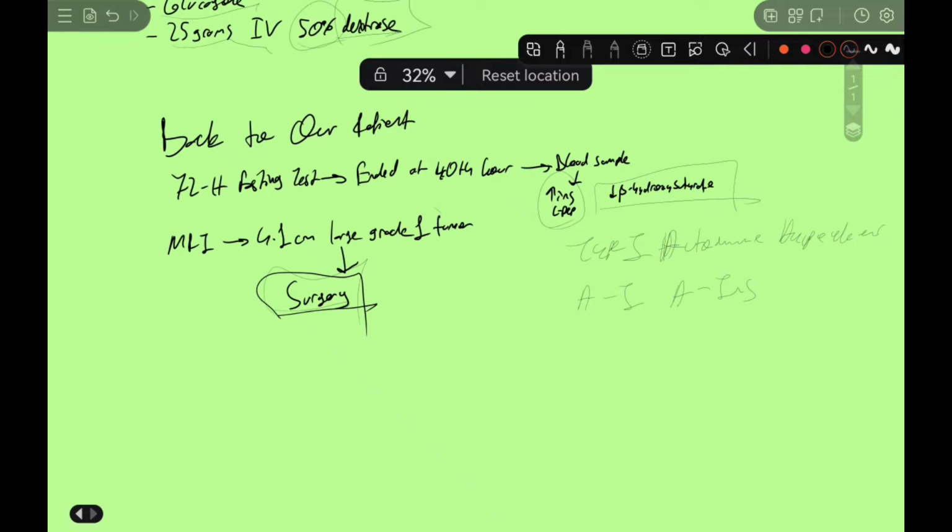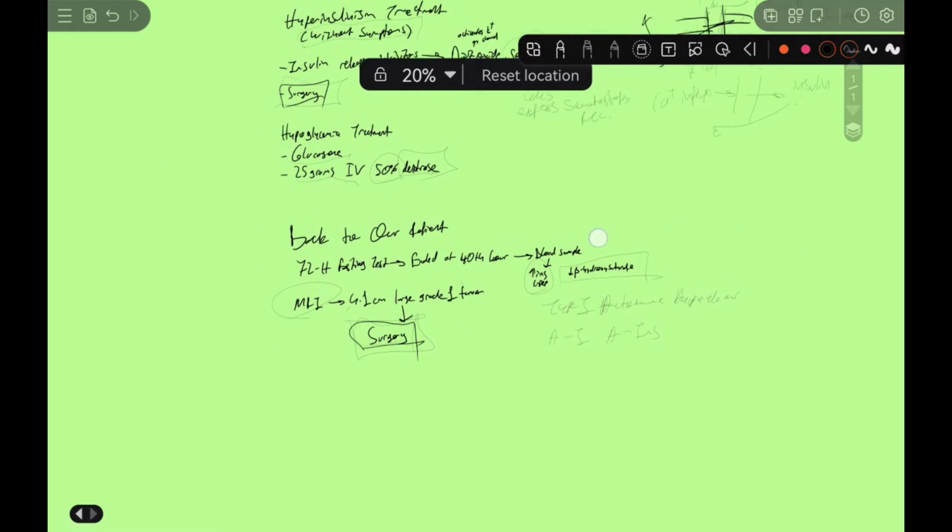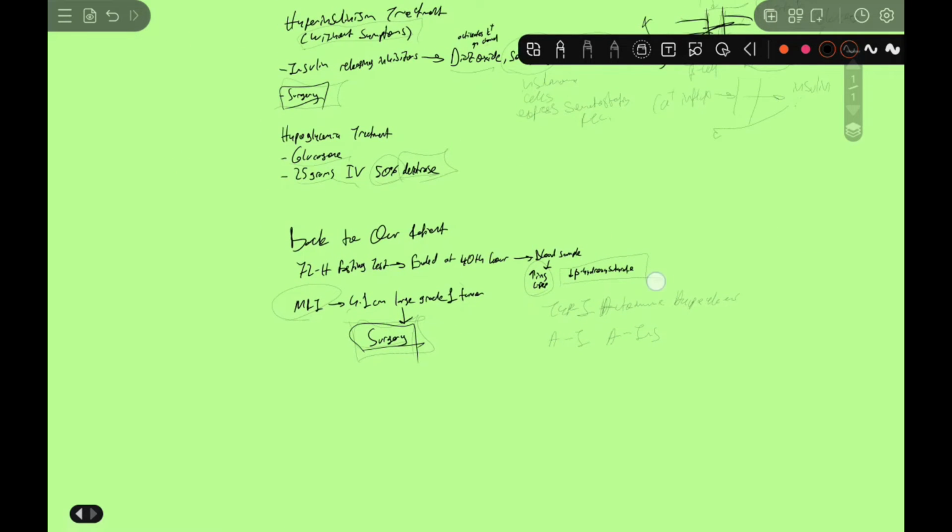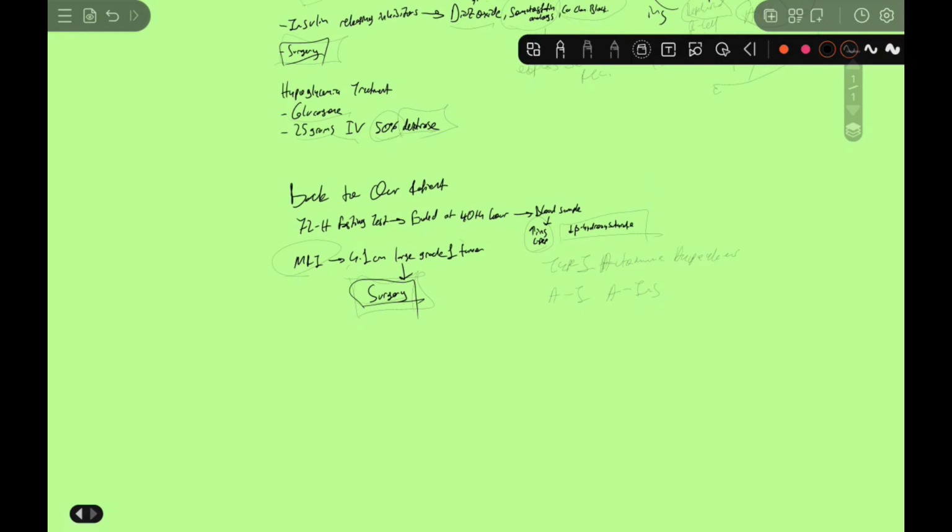We did an MRI, and the MRI showed a 4.1 centimeter large grade 1 tumor, and we did a surgery on the patient. And now the patient is healthy after 12 years. So that was all. I hope you liked it.